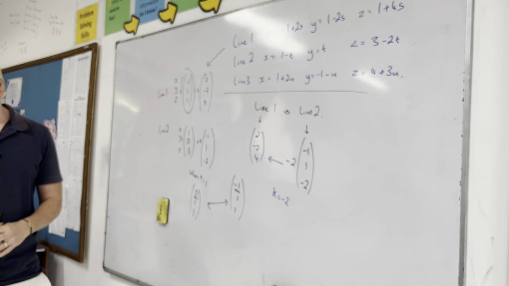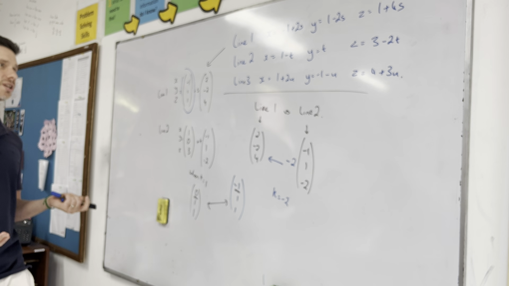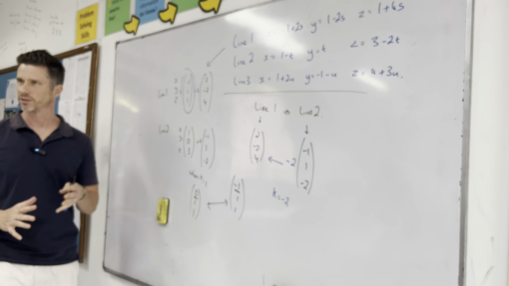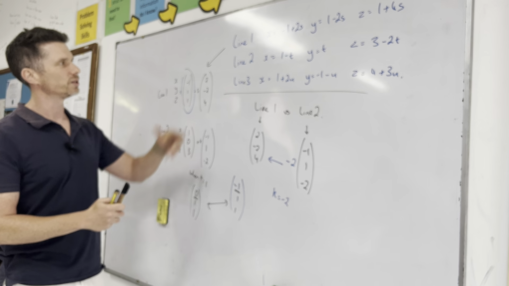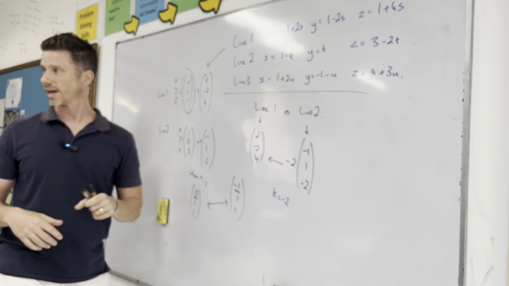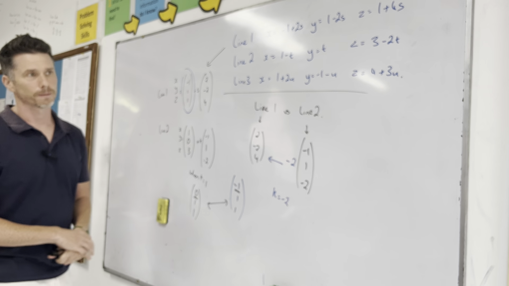Second task, let's look at line 2 and line 3. We have to show that they intersect, so we don't even need to explore if they're parallel or not, so we don't need to look at the direction vector. We're looking at line 2 and line 3 and show that they intersect and find the angle that they intersect at. Yes, sir. How did you prove that they're not coincident?